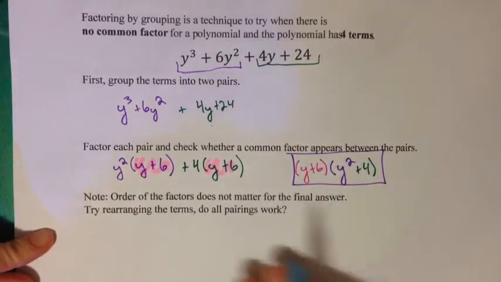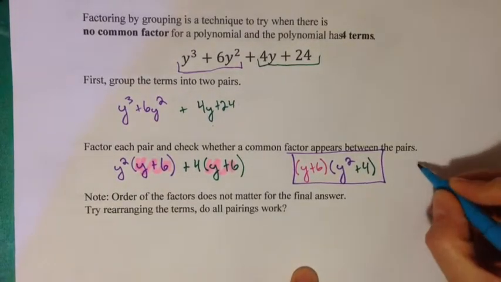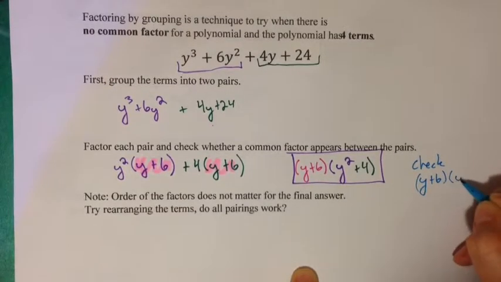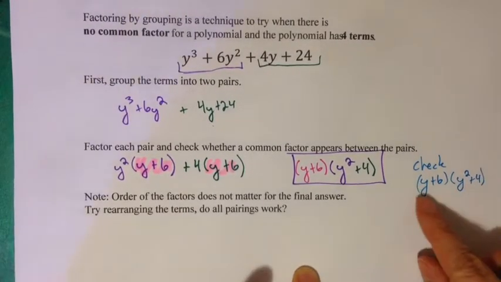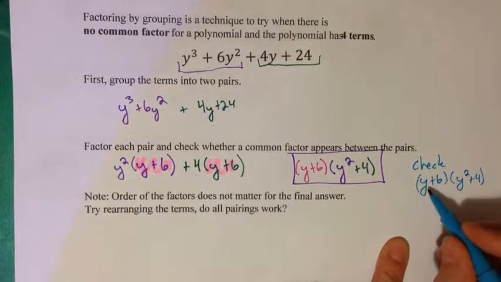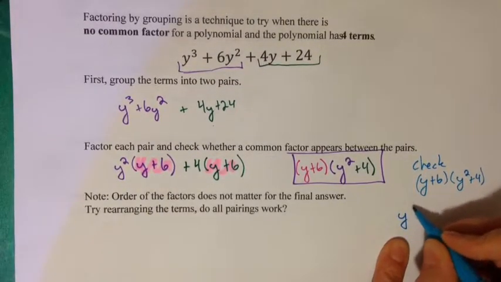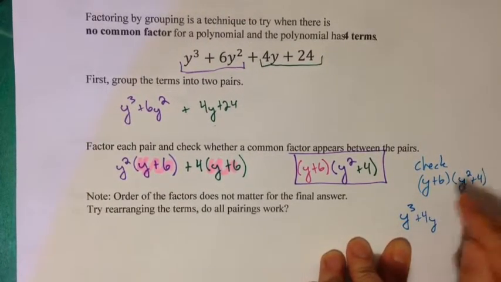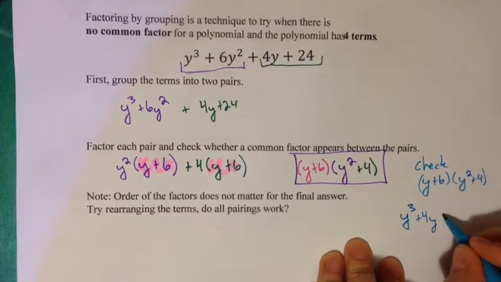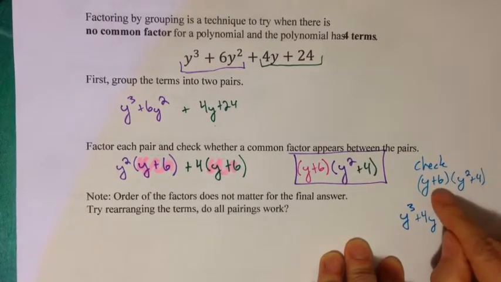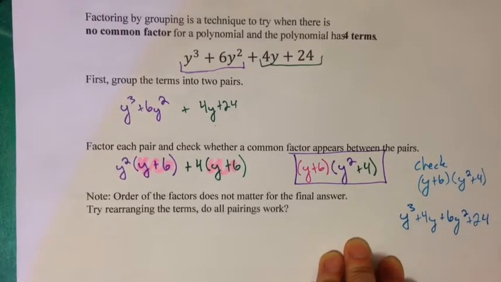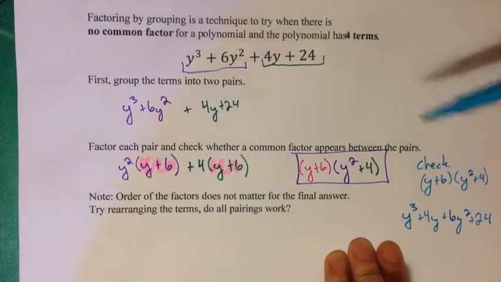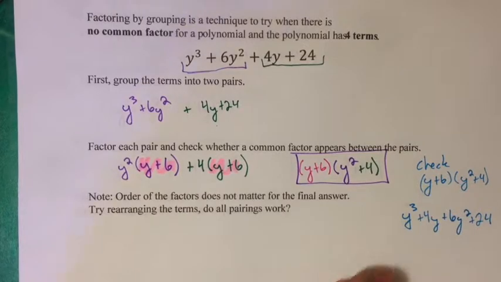While we're at it, let's go ahead and check that if I multiply this back out, I'll get back to what I started with. So I'll take my y plus 6 and multiply it with y squared plus 4. Notice that I'm going to need to FOIL to multiply this out. I have y times y squared is y cubed, y times 4 is 4y, 6 times y squared is 6y squared, and 6 times 4 is 24. Now my terms ended up in a different order, but they're exactly the same as the terms that I started with, which tells me that this is indeed a correct factorization.